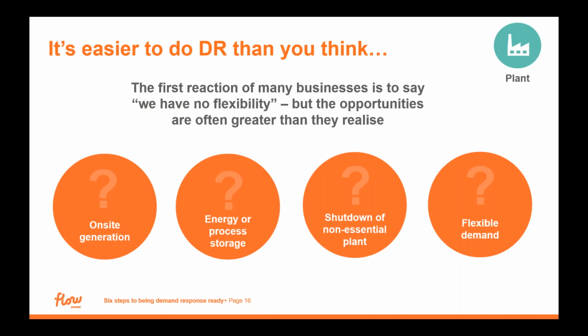Second, some form of energy or process storage. That might be a stockpile within a manufacturing production line, or a dam at an agricultural site, or thermal storage at cold stores. Third, shutting down non-essential plant, so being very mindful about what pieces of equipment are using electricity at what times of the day, specifically around these peak price events. And fourth, flexible demand, so being able to shift production times outside of the high-priced events and implement demand response by actually shutting down plant to meet that.